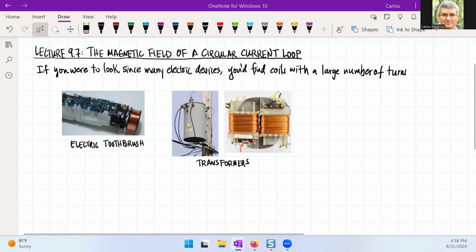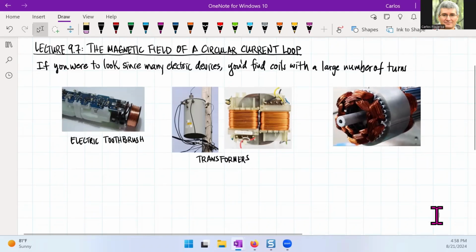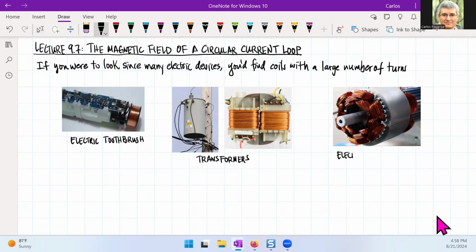Another super important one is the electric motor. The electric motor, I mean, I don't know how much more I could say about that. That is a super important application of a coil. But they all have coils inside. So a current in such coils are used to establish a magnetic field.